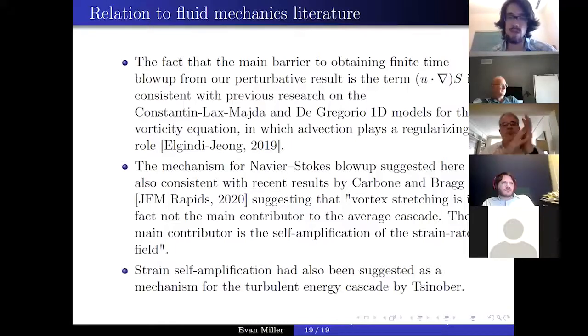And there's been previous work by Tsinober, especially in his book, An Informal Conceptual Introduction to Turbulence, that suggests strain amplification as a mechanism behind the turbulent energy cascade. And so it's interesting, this result is highly consistent with some of the stuff that had been in the more fluid mechanics focused literature, but hadn't really been formalized in PDE terms yet. The arguments in both of these cases are a bit more heuristic, because when you're getting into the details of the structures of turbulence, it's very difficult to prove things formally, because the structures of turbulence are a bit of a mess.